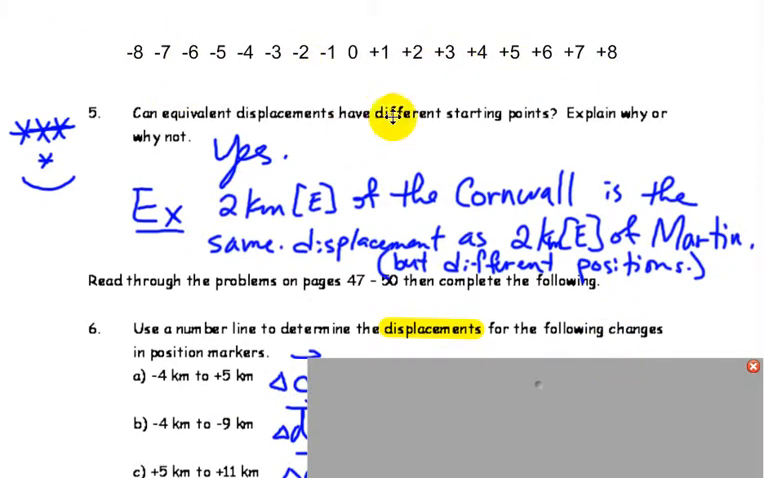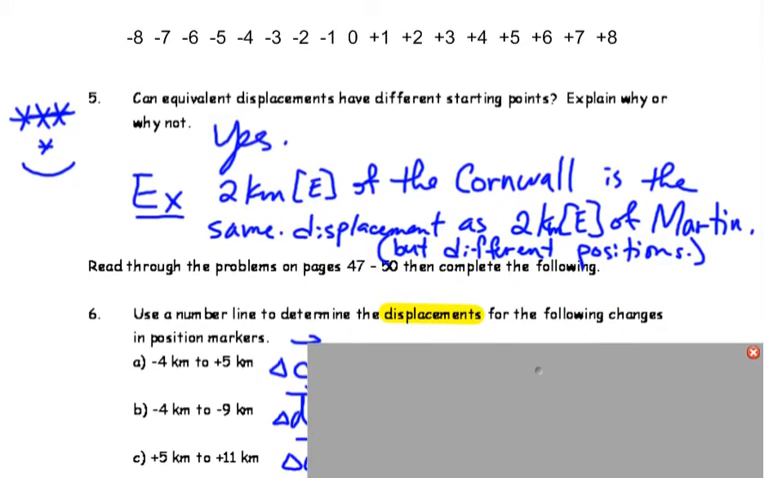I drew a number line on the top of this page because it'll help you with number 6, so you may wish to do that as well. Can equivalent displacements have different starting points? Yes. So for example, if you said you were 2 kilometers east of the Cornwall and 2 kilometers east of Martin Collegiate, they would have different positions, but they would have the same displacement. So from the Cornwall Center to a position 2 kilometers east of that movement is the same as 2 kilometers east of anywhere, but of course, different positions.